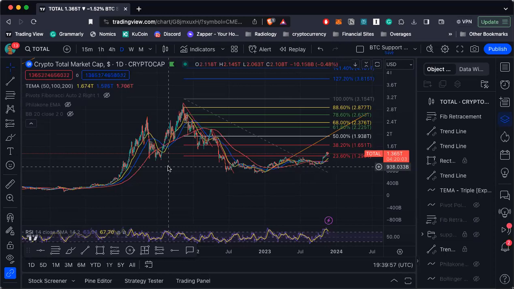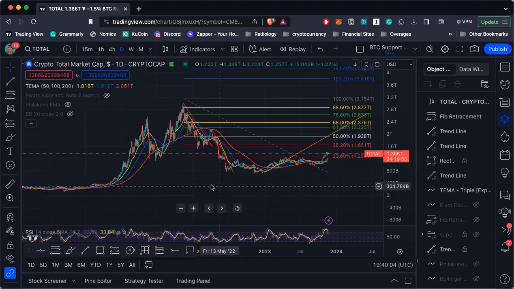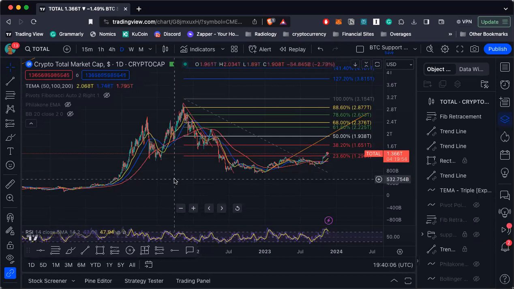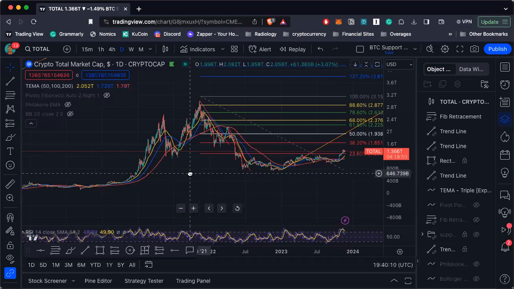And today we're going to briefly go over the total crypto market cap to see where things are likely to go in the future, so we get an idea of how large the market gets and what that could mean for your bags.